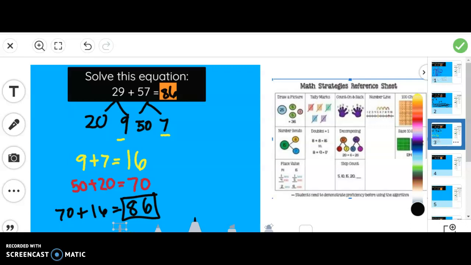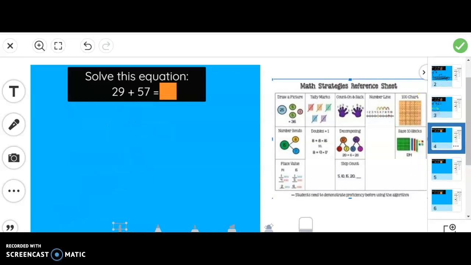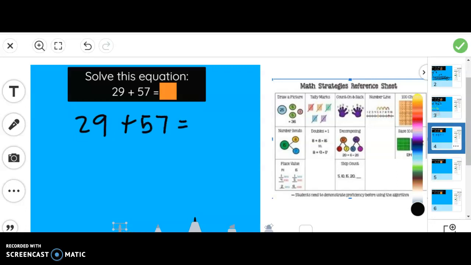Let me show you one more way you might solve this. To solve this mentally, I could also solve it like this. I know that 29 is really close to the number 30. So if I take 1 from 57 and give it to the 29, I'm going to create an easier problem. So I'm going to take 1 from 57 so that this now becomes 56. And I'm going to give that one to 29. When I add 1 to 29, I now have 30.